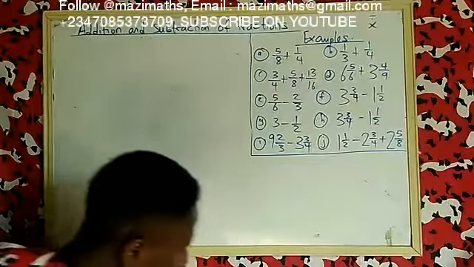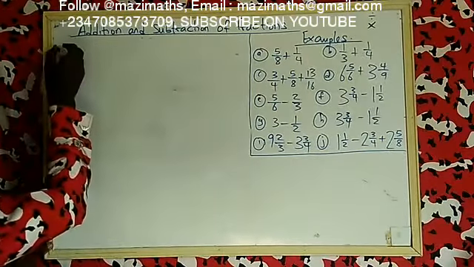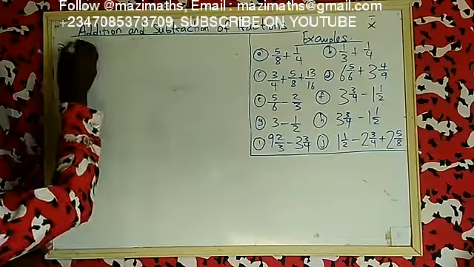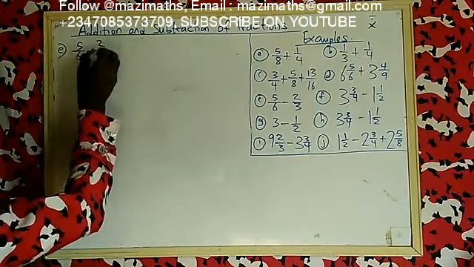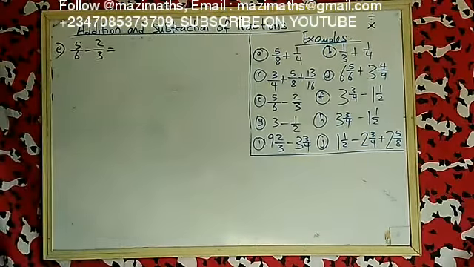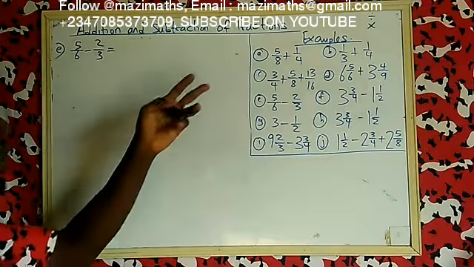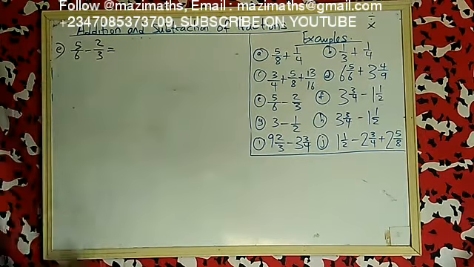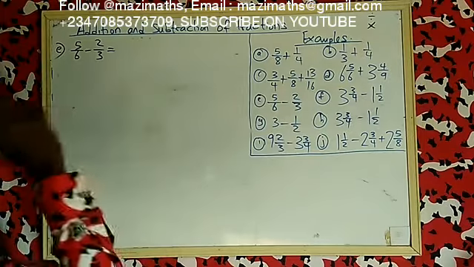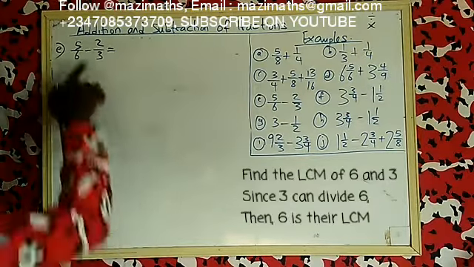Okay. Now number E. What do you have? You have 5 over 6 minus 2 over 3. All those processes we applied when we did addition, you will apply the same thing. But the only difference is that one was plus, but this one is minus.